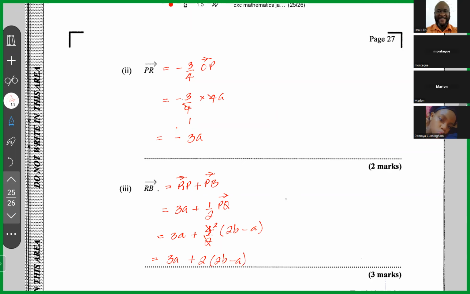Let's say they wanted this in simplest form. So it's 3A, remove the bracket by applying the distributive law. 2 times 2 is 4B minus 2A. Like terms, this is 3A minus 2A plus 4B. The final answer: 3A minus 2A is A plus 4B. All right, so RB would be A plus 4B.